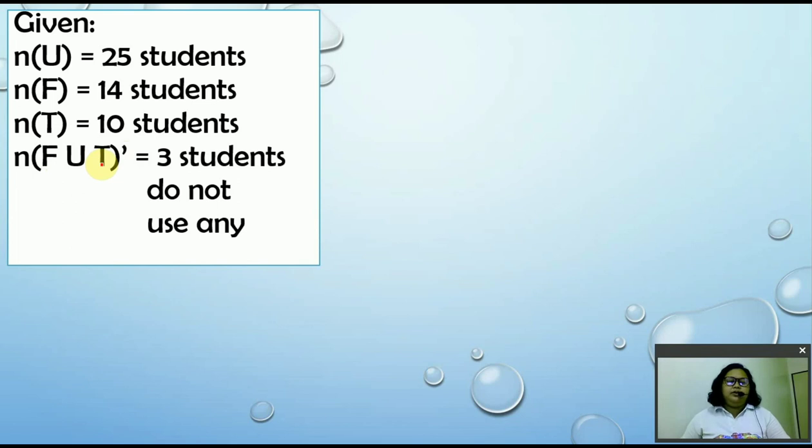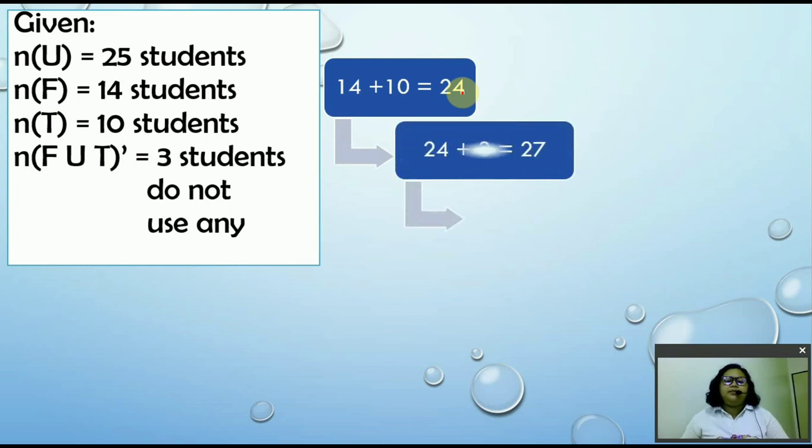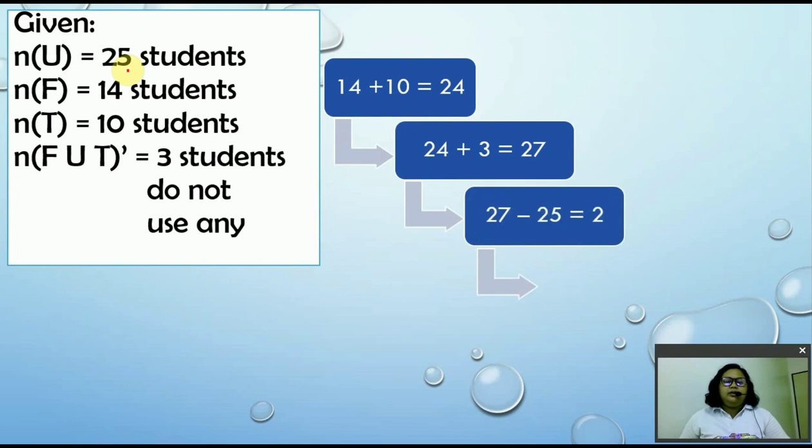So how are we going to solve the problem to be able to answer the 3 questions? First step, we have to add the number of students who use Facebook and Twitter. So 14 plus 10 equals 24. Then we add 24 plus 3. So there are 27. This is all those who use Facebook, Twitter, and those who use neither. Isn't that more than 25? Because our total number of students is 25. So what will you do next? That is 27 minus 25 equals 2.